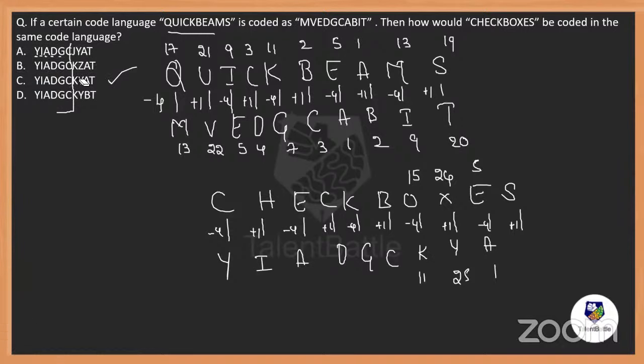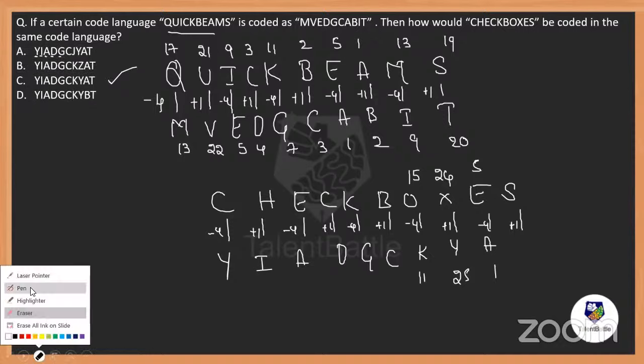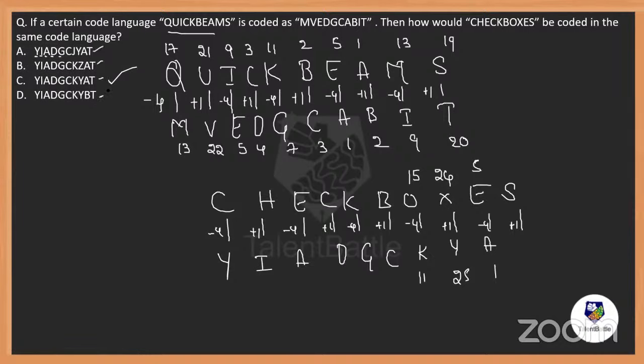Because all the options have the same. Even the last alphabet is also the same. T, T, T everywhere. So if you find out for this 3, it's more than enough for us to get the answer. Yes, isn't it? So always go like this. Try to eliminate the options instead of wasting your time. So I just look at this middle 3. It should be KYA. So what is the answer?